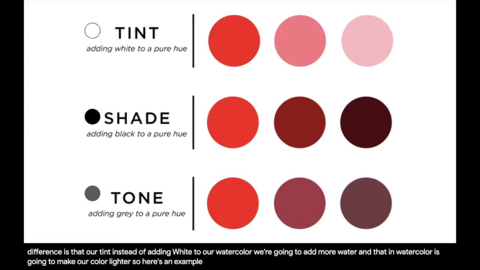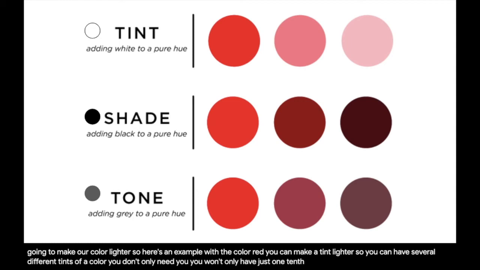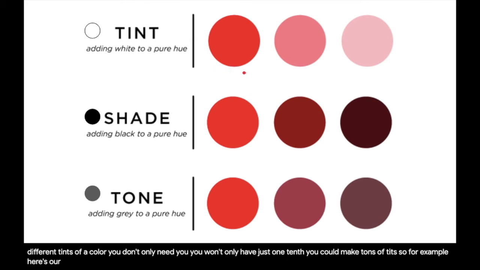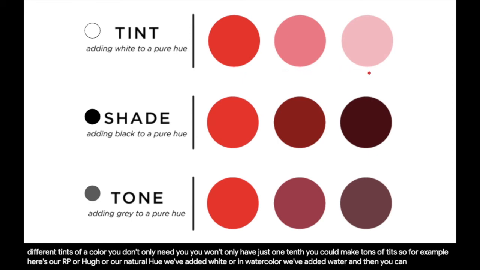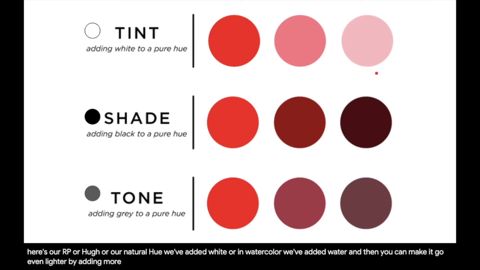So here's an example with the color red. You can make a tint lighter, so you can have several different tints of a color. You won't only have just one tint. You could make tons of tints. So for example, here's our pure hue or our natural hue. We've added white, or in watercolor, we've added water. And then you could make it go even lighter by adding more white or more water.